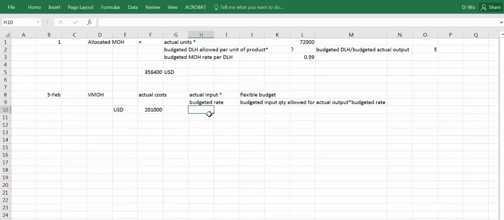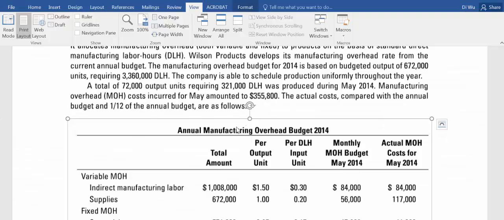So next, I will need to find out actual input multiplied by the budgeted rate. This one is quite interesting because you do have to take a look at what's going on there. For the actual input, it's pretty clear. It says a total of 72,000 output units requiring 321,000 direct labor hours. So we're going to use 321,000 directly, no doubt about it.